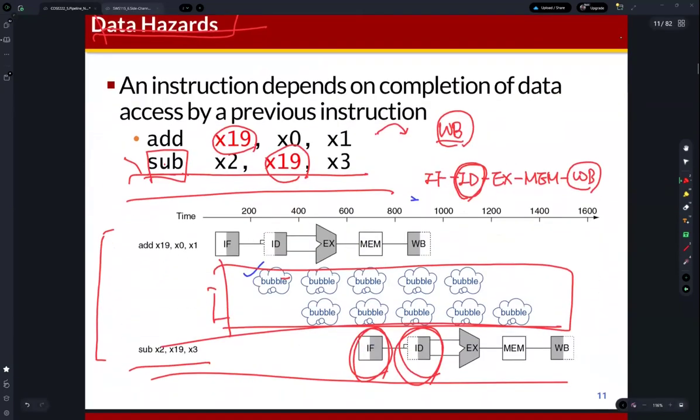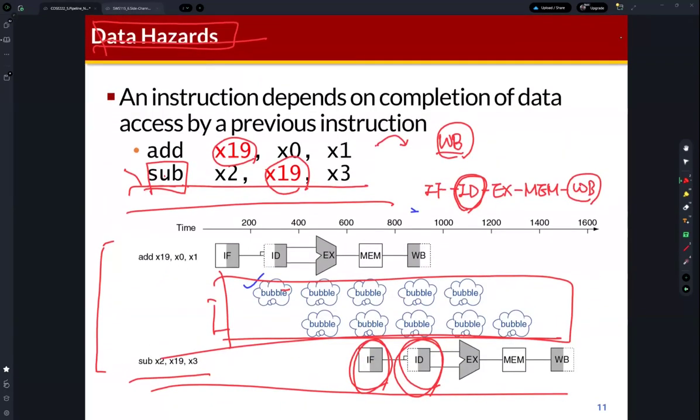And then data hazard. In a single cycle processor architecture, we did not consider data hazards or data dependencies. Why? Because in a single cycle processor architecture, one instruction completes all operations within one clock, right? Within one clock, the result of the instruction is written back to the register file.